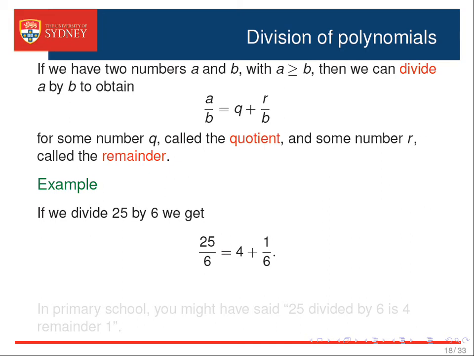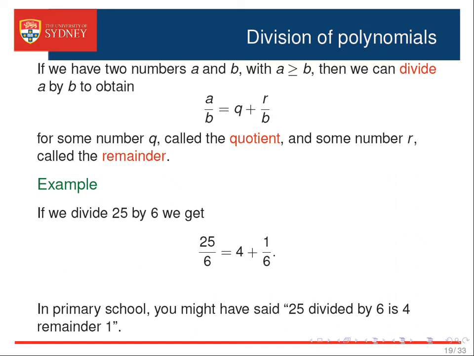You've seen long division of numbers and probably of polynomials before. For quick revision, remember that if we have two numbers a and b, with a bigger than b, we can divide a by b to obtain a on b equals some whole number q plus some remainder r over b. For example, if we divide 25 by 6, we have 4, and since 4 6s are only 24, there is 1 left over. So 25 on 6 is 4 plus 1/6. Or you might have said 25 divided by 6 is 4, remainder 1.